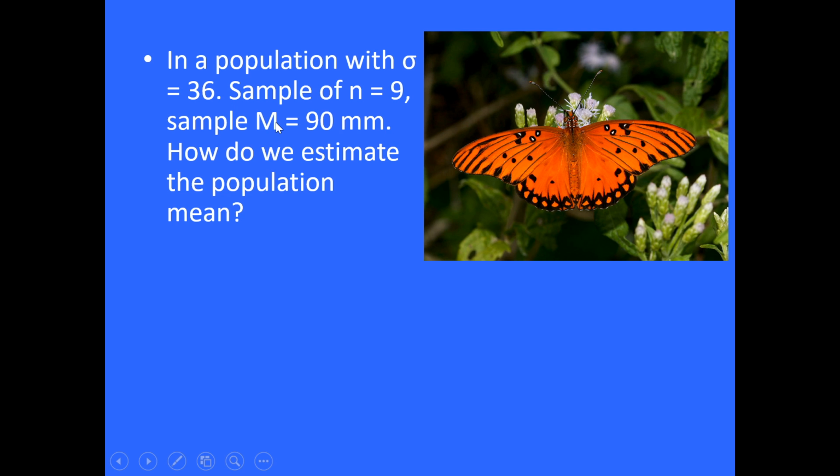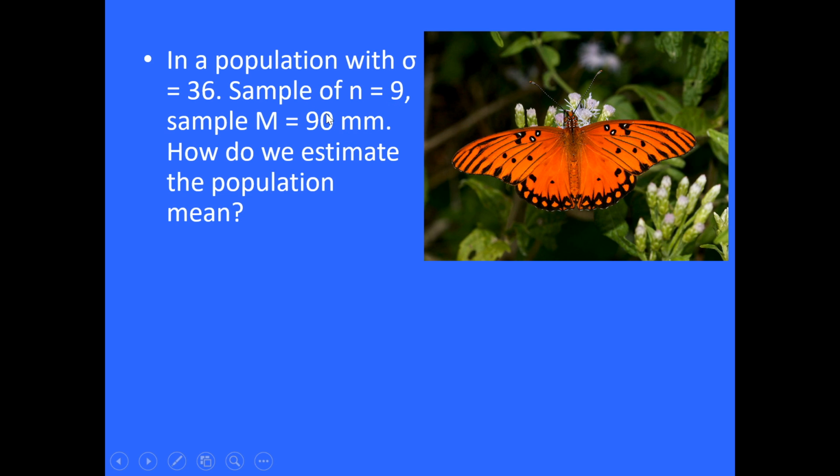Notice I've used a regular M here instead of the Greek symbol. So this is a sample mean, based on these 9 butterflies. Now, for this example, we're going to say that we know what the standard deviation is in these butterflies. As you're probably guessing, that almost never happens in the real world. It's very rare that we actually know what the population standard deviation is. We usually don't know this. But it's useful for illustrating how estimation works.